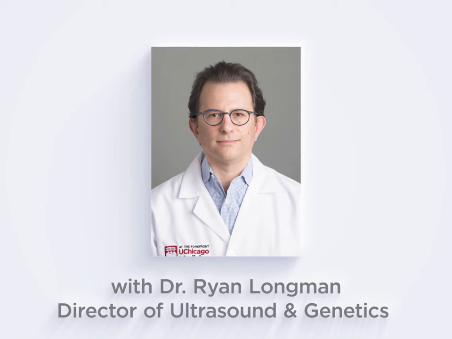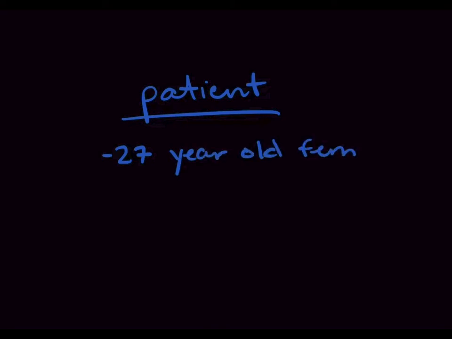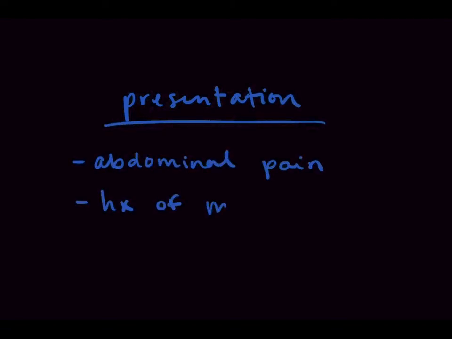Today we have a case of granulosa cell tumor. The patient is a 27-year-old female, G0P0. She came in with an acute complaint of abdominal pain. She also has a history significant for morbid obesity and polycystic ovarian syndrome.